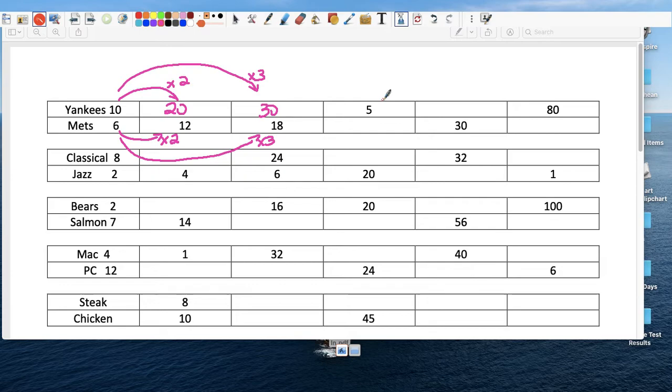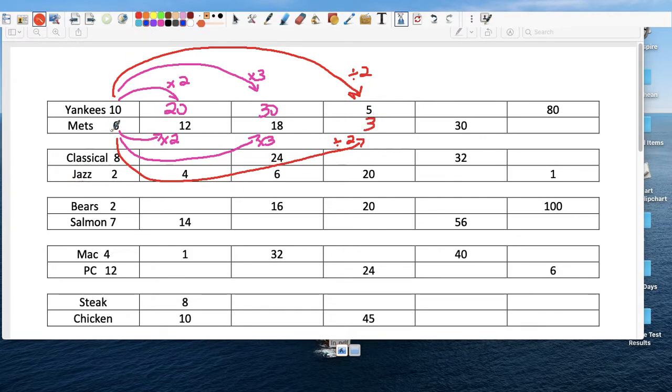So it's 10 over 6 and 5 over blank. So I look at 10 and 5. How did a 10 become a 5? Well, divide by 2. So I'm going to use the same relationship, and at the bottom, I'm going to do 6 divided by 2 to get my answer of 3.